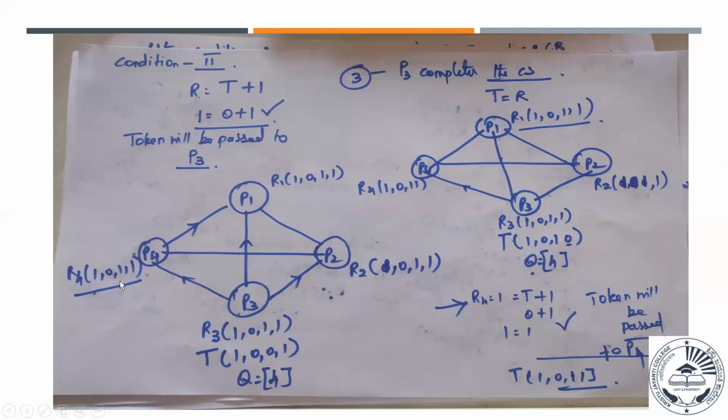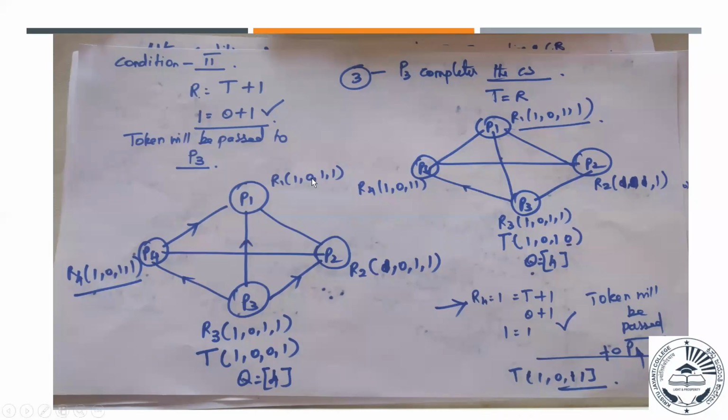So everywhere the node, whatever the R array you have, the token array also, the value becomes the same. For every transition of the token that has been given to a site, the token array also gets the same value. So when R4 is 1, 0, 1, 1, T is also 1, 0, 1, 1. So now your token is in P4.